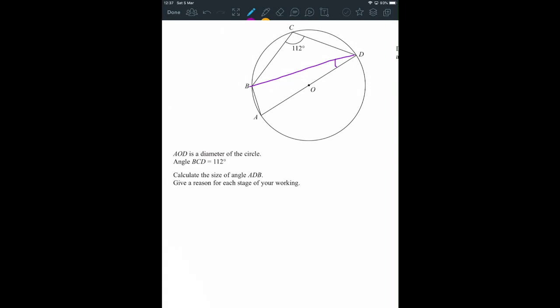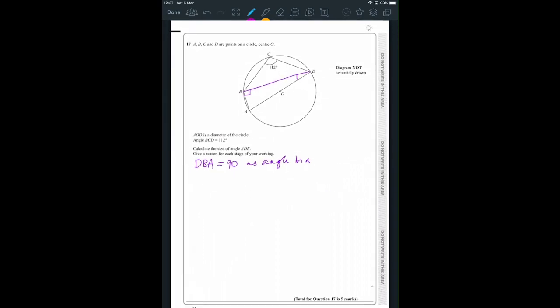Notice that AOD was a diameter, which means the angle at B has to be a right angle. It does tell us to show a reason. So I'm going to state the fact that DBA equals 90 as angle in a semicircle is 90 degrees. So we use the fact that AOD was a diameter.